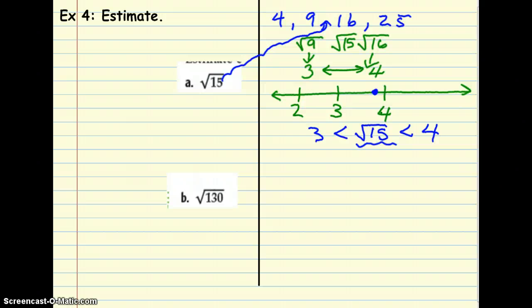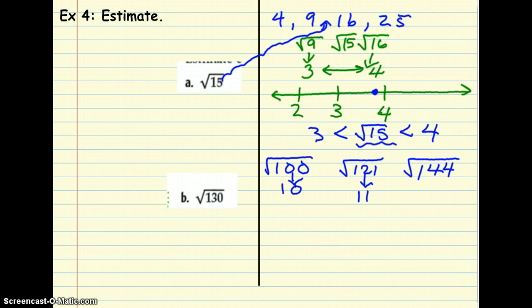If I'm thinking of perfect squares, the first one that came to my mind is that I have the square root of 100, the square root of 121, and the square root of 144. Well, as I'm thinking about this, I know that the square root of 100 is 10, the square root of 121 is 11, and the square root of 144 is 12. Well, the good news is I have a square root of 130. So just like our first example, we know that the square root of 130 is going to fall between the square root of 121 and the square root of 144.